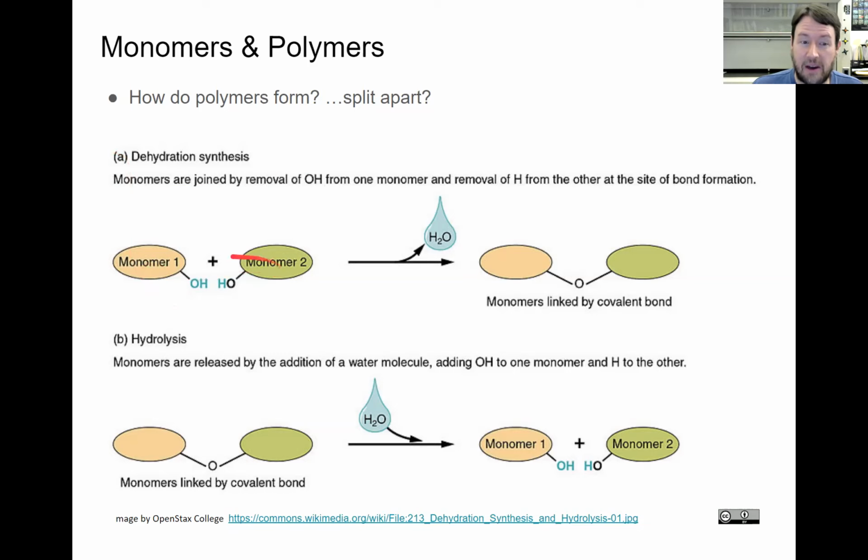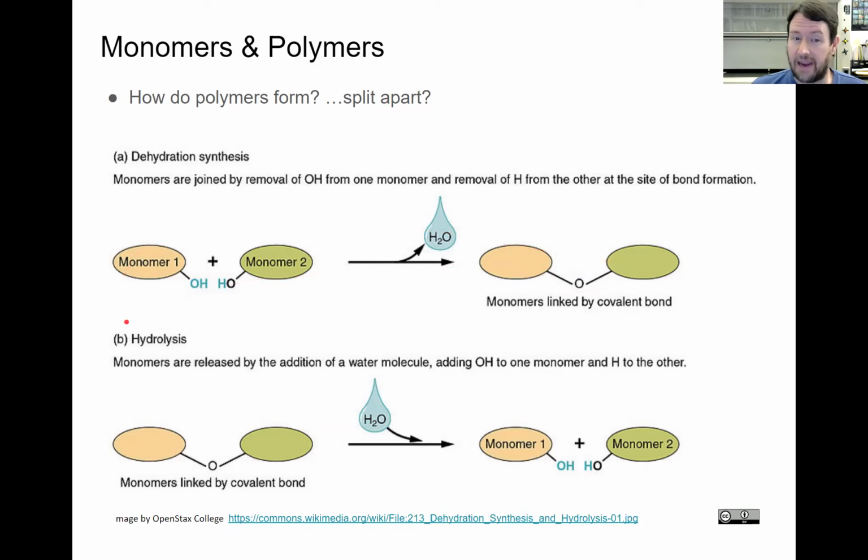And if we have two different monomers, one has a hydroxyl sticking off one end, and the other has a free hydrogen somewhere. Well, what can happen is the bonds can change. So this hydrogen joins this oxygen and forms a water molecule, and then the bond from the first monomer gets linked to that oxygen directly. So the monomers get linked by a covalent bond, so a relatively strong bond that is hard to split apart.